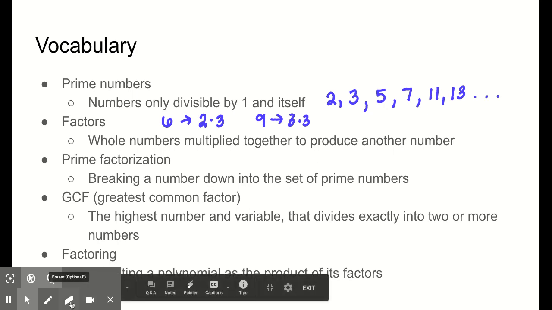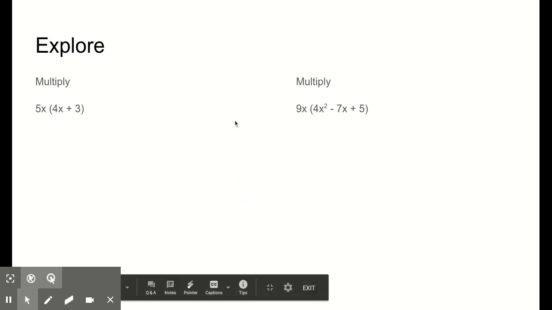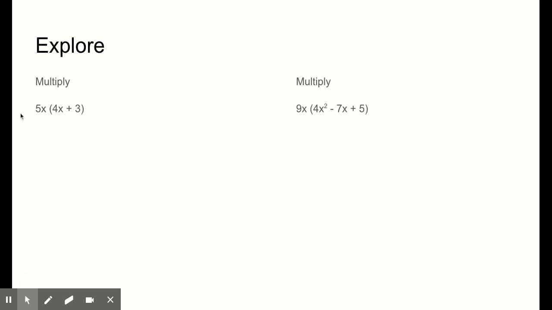So before we get to our GPs, I do want to look at an explore problem and relate it to what we're going to see today. So first, we have the expression 5x times 4x plus 3, and we need to multiply this. Now, we've learned over the years that when you have a number directly in front of your parentheses, we have to distribute that into the parentheses. And distribution is a multiplication property. So when we distribute, we are multiplying our numbers.